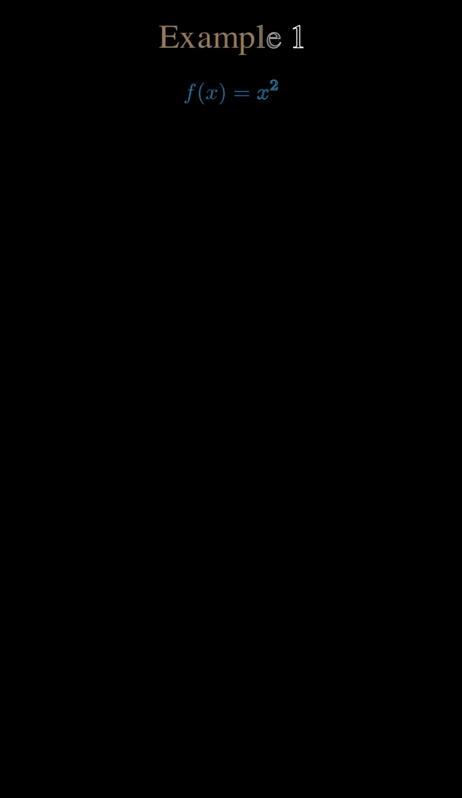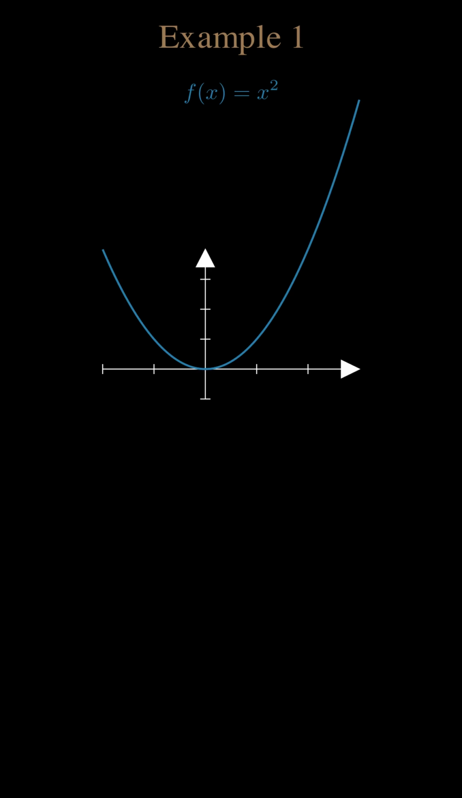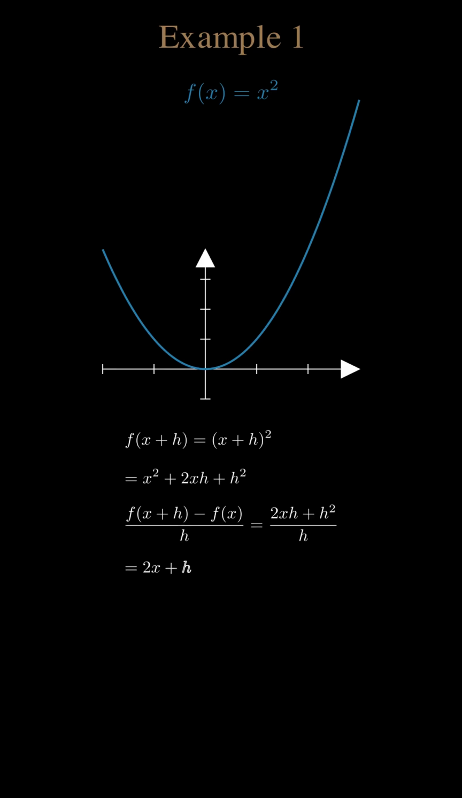Let's put this into action. We'll find the derivative of f of x equals x squared using our definition. Following our process: substitute, expand, simplify, factor, and take the limit. We get the derivative of x squared is 2x. This means at any point x, the slope of the curve is 2 times x.